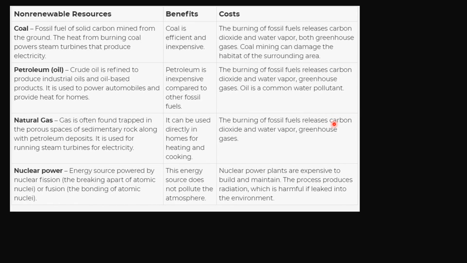So these are some examples of non-renewable resources. These are resources that take a longer time to regenerate. So when you use them, we're using them faster than the rate at which they're being made. So coal is one. This is a fossil fuel. It releases carbon dioxide and water vapor, which are greenhouse gases, as we talked about in 4.04.